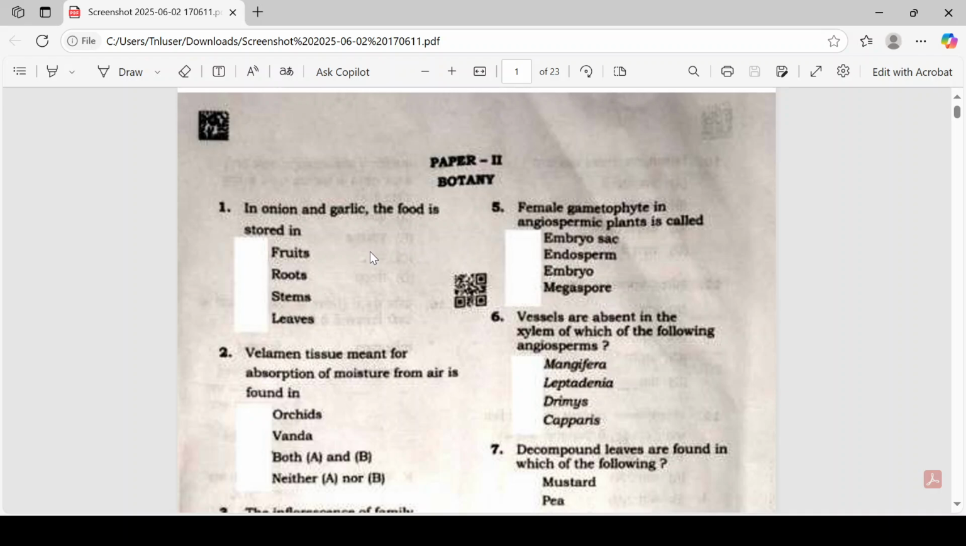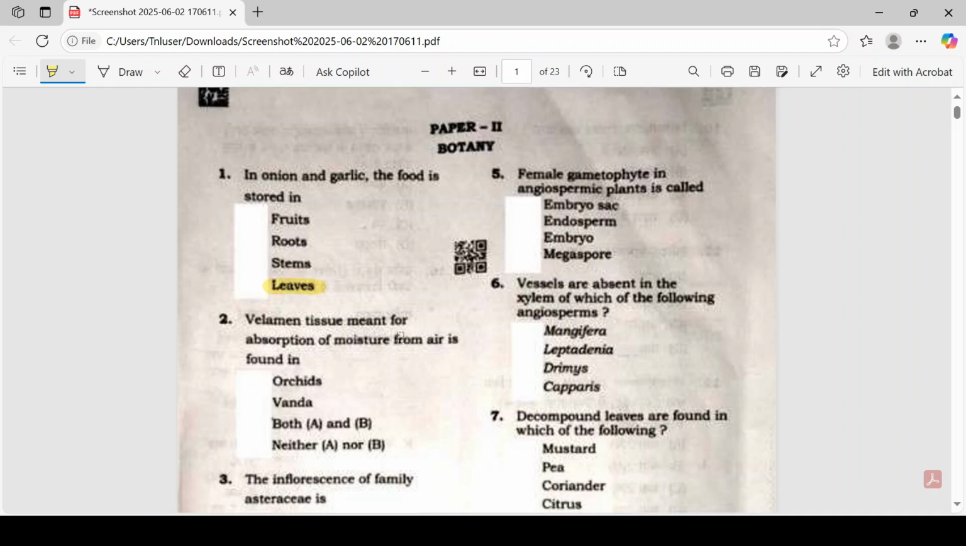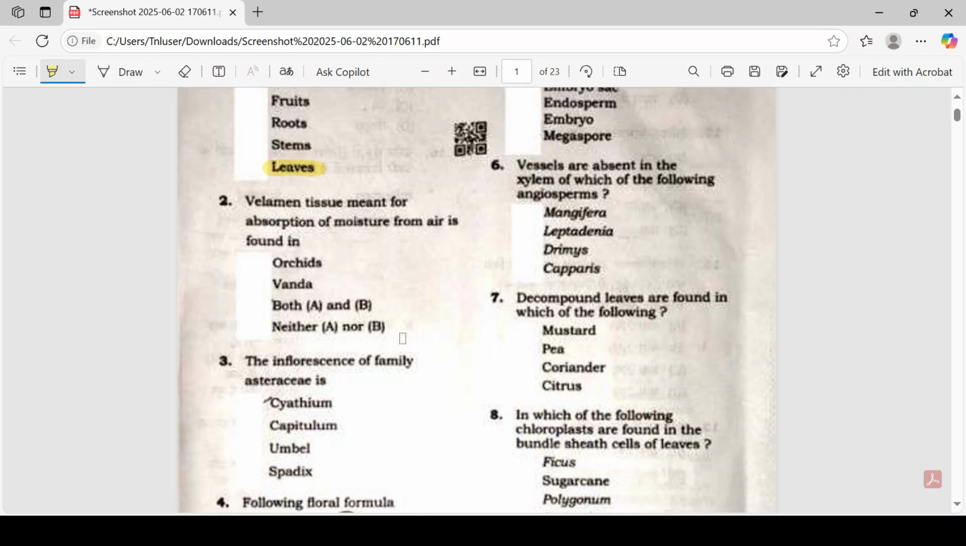The very first question says, in onion and garlic the food is stored in. What will be the correct answer to this question everyone? The correct answer will be leaves. Please have a note of it. Option number D will be the correct answer. Let's move to the next question.